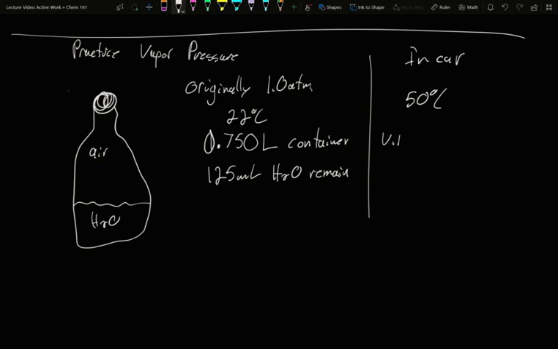I'll tell you that the vapor pressure of water at 50 degrees Celsius is equal to 92.5 torr. So your bottle just bakes inside your car in the sun. It's summer, and so it gets very hot.